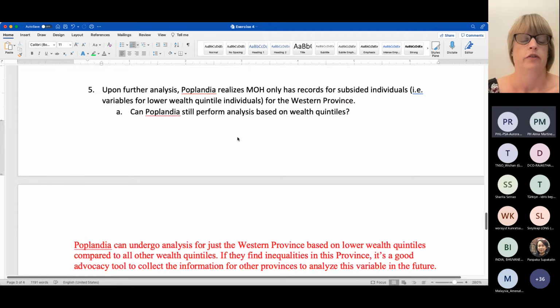The next question was, I'll read it and we'll talk about the response just in the interest of time so we can get to the last question. So upon further analysis, Poplandia realizes Ministry of Health only has records for subsidized individuals for the Western province. So only those that are being flagged as being lower wealth quintile, maybe with that documentation from Ministry of Taxation, only that information is available for one province. And the question is, can Poplandia perform analysis based on wealth quintiles?